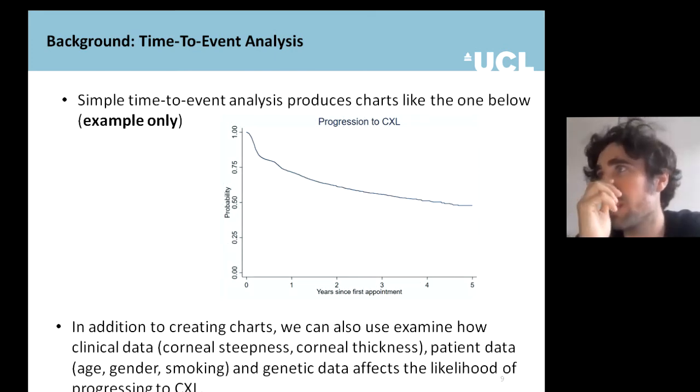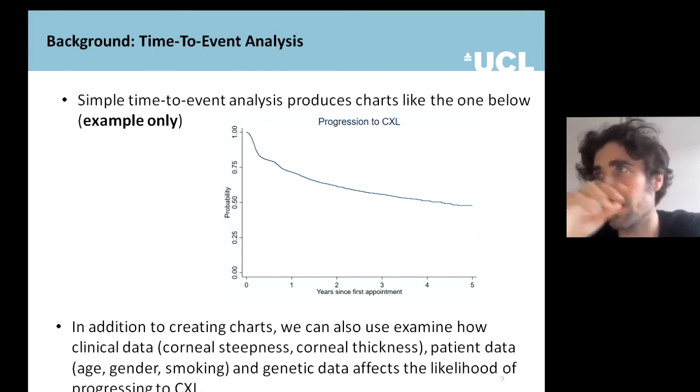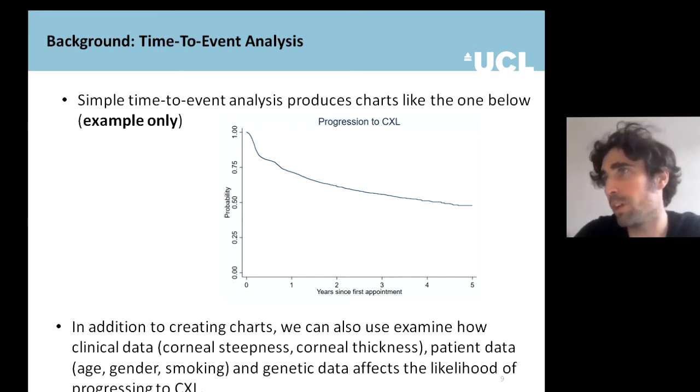Simple time to event analysis typically produces charts like the one below. And this is an example only. These are not my results. I'm just using this chart to elucidate what time to event analysis is about. On the x-axis, you have, let's say, the years since your first appointment. And on the y-axis, you have the probability of not experiencing the event. You can see at time 0, at the first appointment, no one has cross-linking, so it's 100%. And then gradually, as more and more people have cross-linking, the numbers start to drop off. And then after 5 years, say 50% of people have experienced cross-linking.